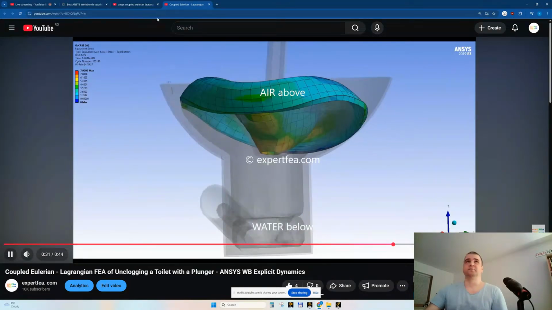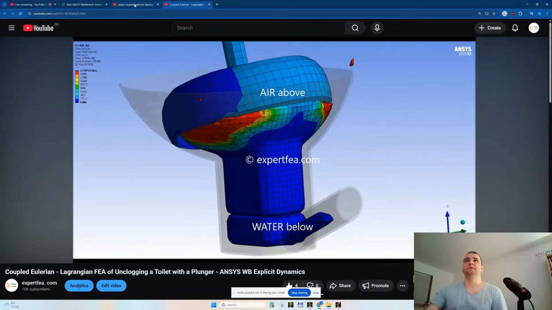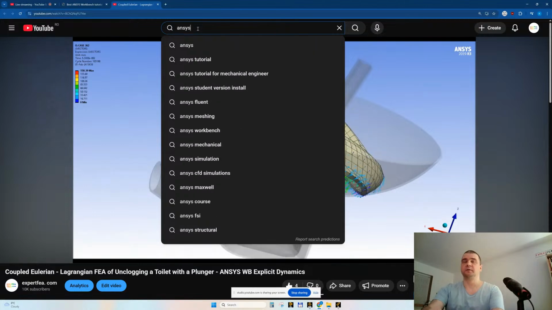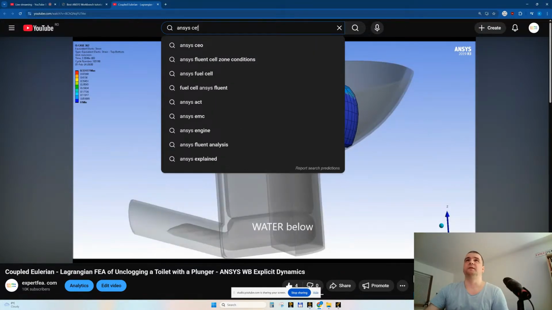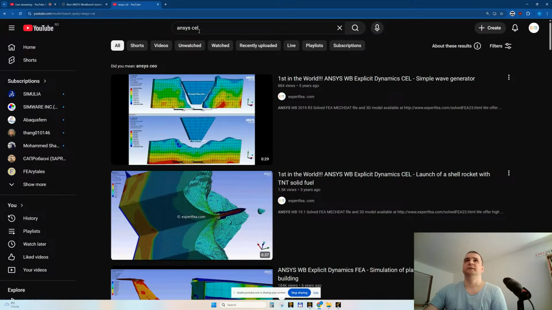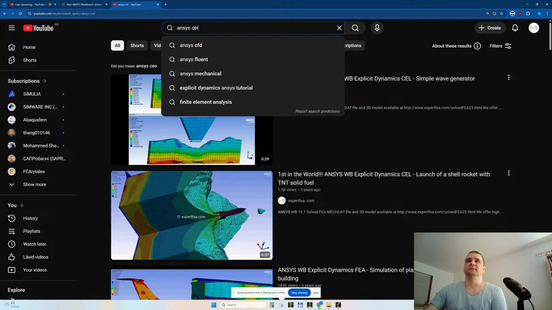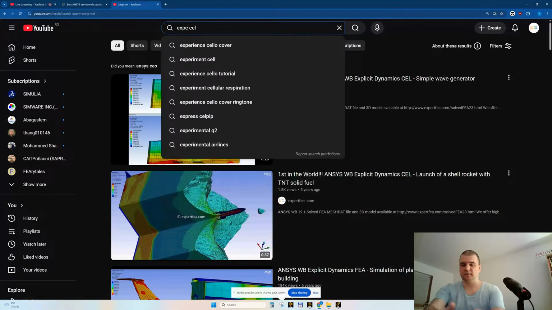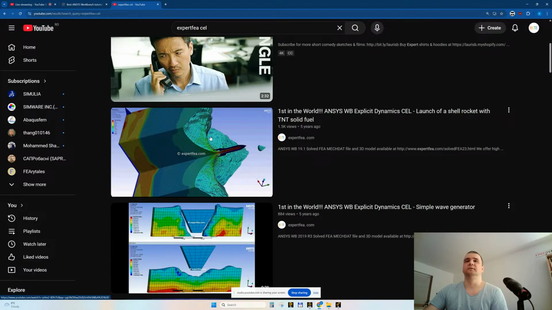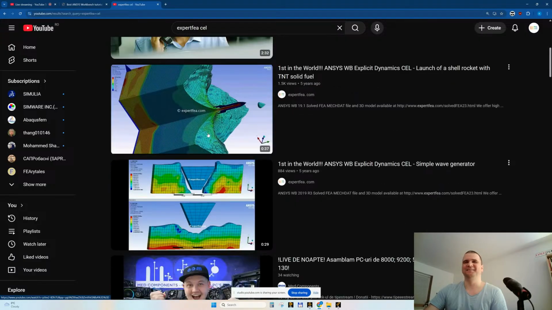Yeah, this is very complex. In order to search for the coupled Eulerian-Lagrangian models that I made, I abbreviated them. This is the acronym, CEL, coupled Eulerian-Lagrangian. If you search for ANSYS CEL or Expert FEA CEL, then you can find them easily. Oh my God, this is so complex.